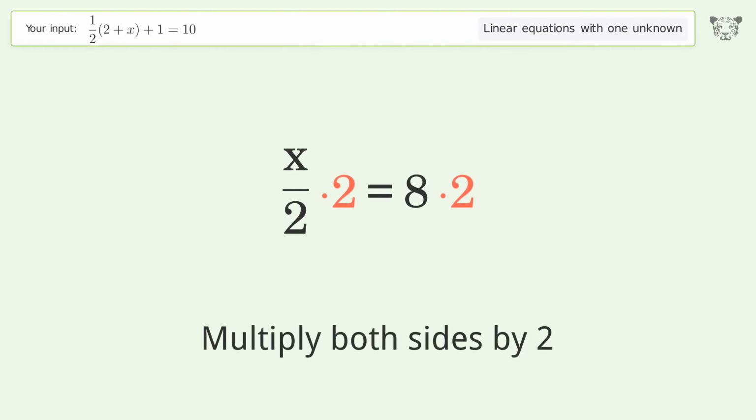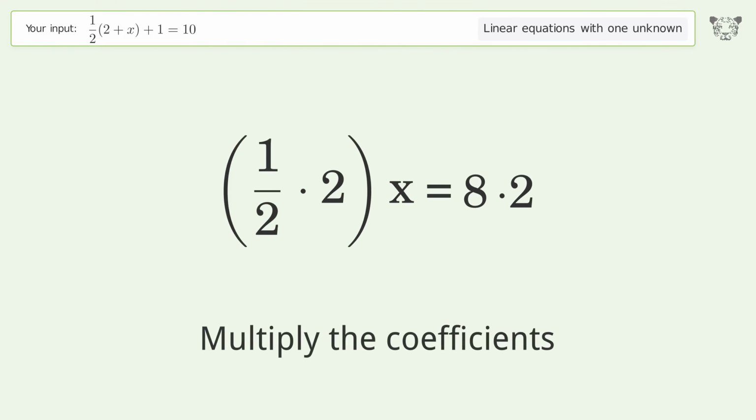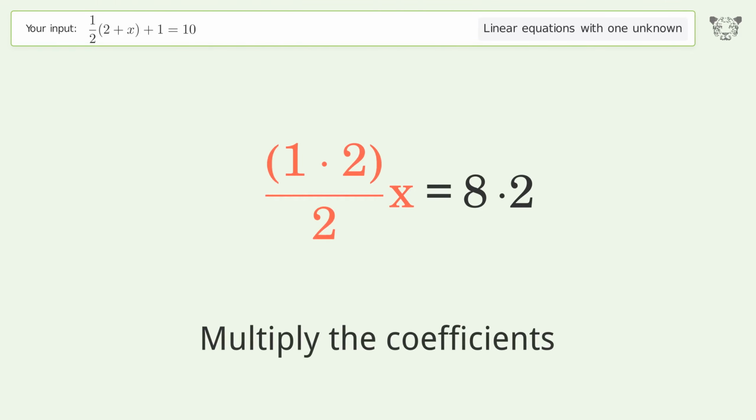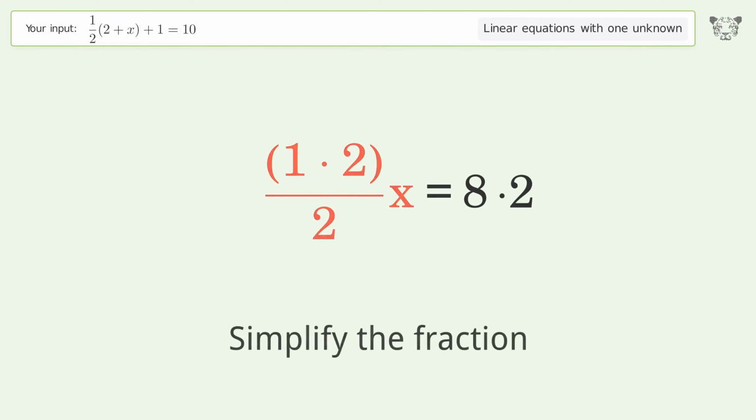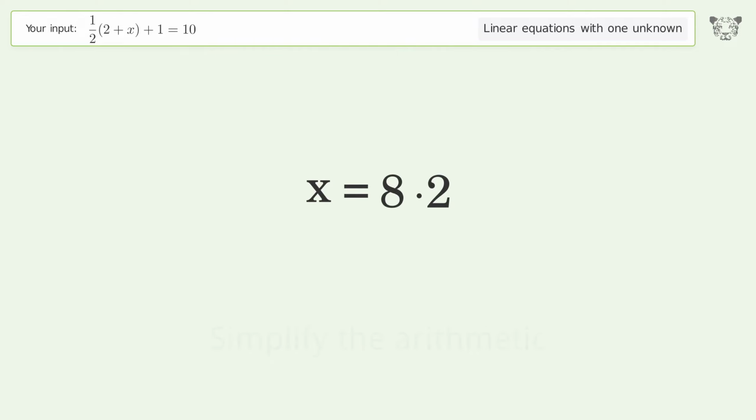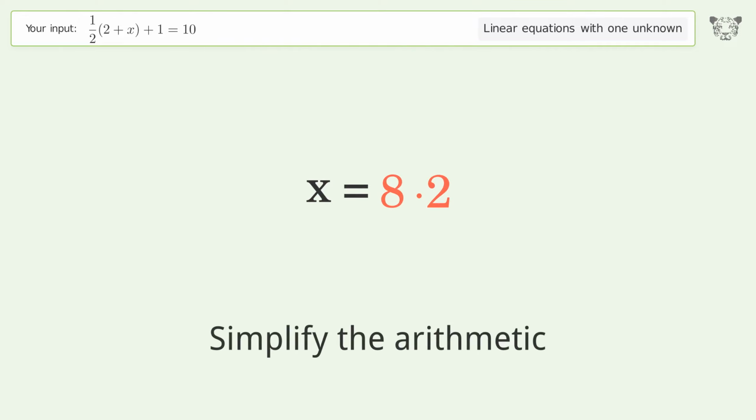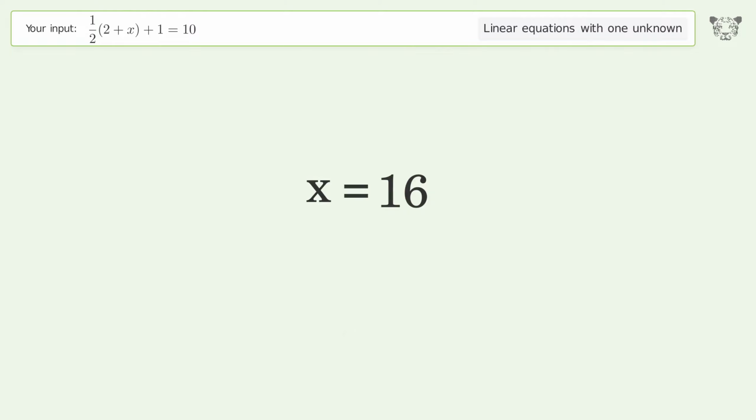Group like terms. Multiply the coefficients. Simplify the fraction. Simplify the arithmetic. And so the final result is x equals 16.